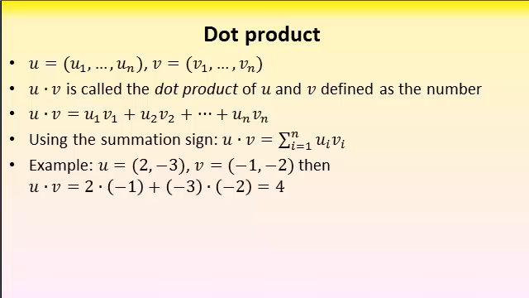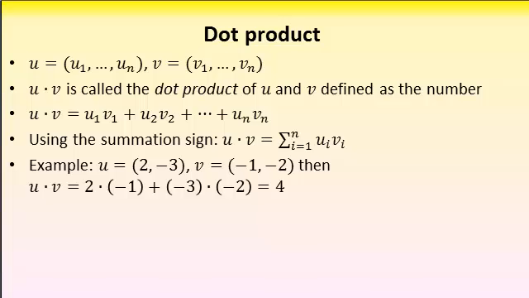And here is one more example. u is 2, minus 3 and v is minus 1, minus 2. The dot product between u and v will then be 4. If the vectors have unequal length, the dot product simply isn't defined.